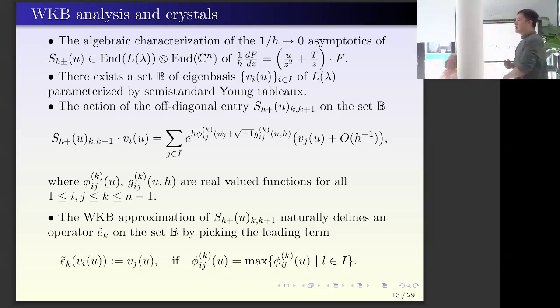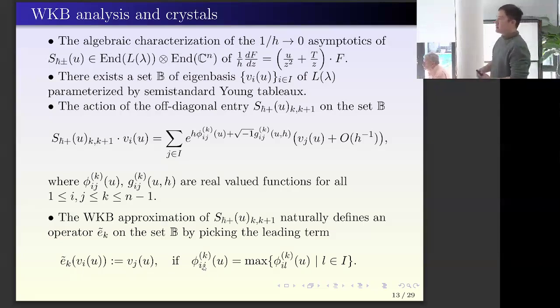Therefore, the WKB approximation can be characterized by the following operator ek tilde. So we can define ek tilde in the bottom line. We can define ek tilde acting on vi is given by vj. So here this j is such that the index of phi j is the biggest one. So basically, this operator ek tilde takes the leading term in the 1/h bar limit.